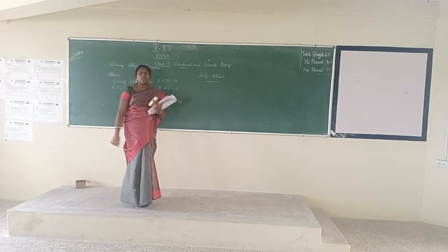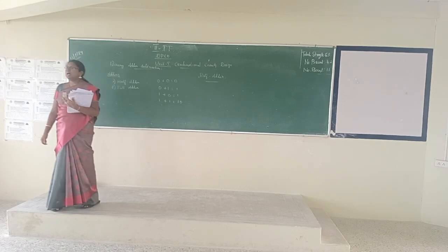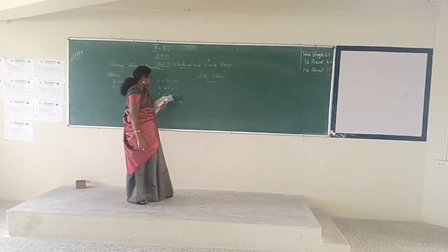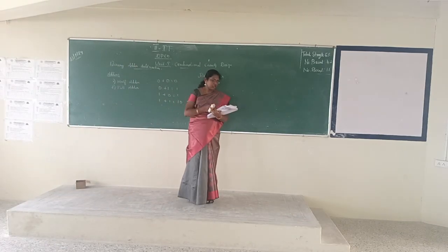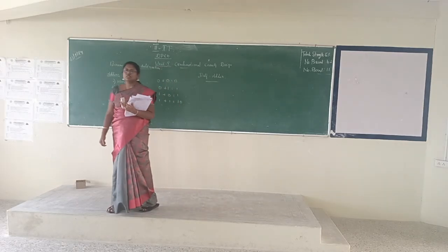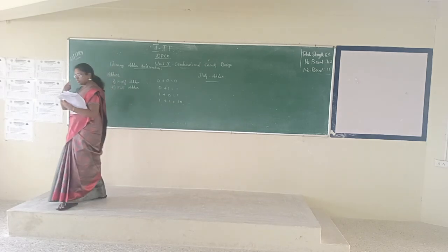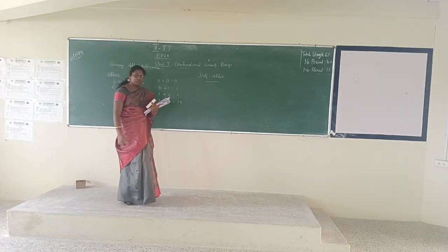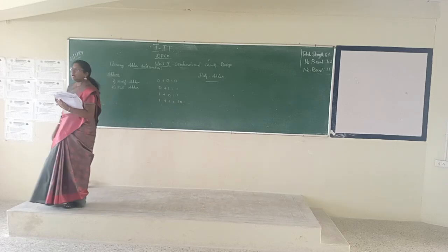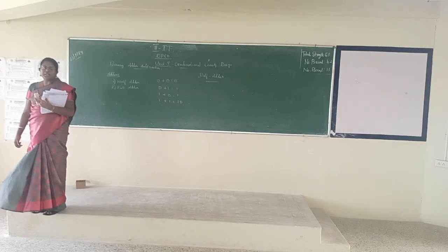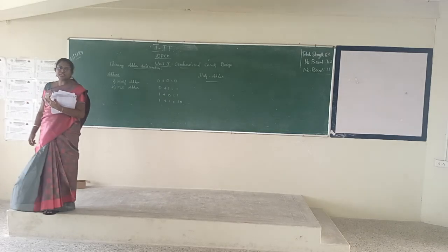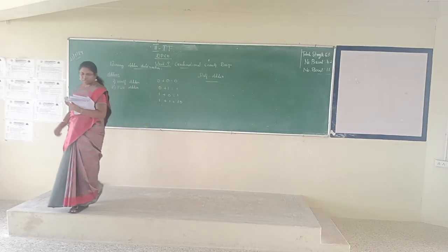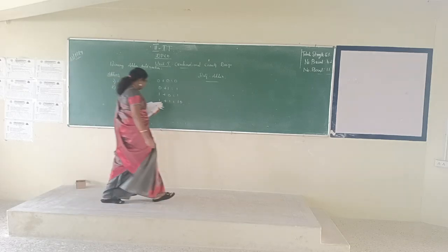Write it down. Half adder performs the addition of two binary inputs and produces two binary outputs as sum and carry. Draw the diagram.